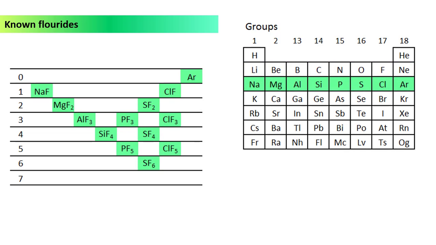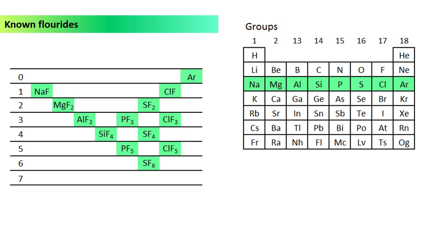The next row is from sodium to argon, and it shows a very similar pattern to the previous row, but it's changed a little bit. For phosphorus, we now see a new 1-to-5 stoichiometry. In addition to the phosphorus trifluoride, you can now get a bottle of phosphorus pentafluoride. Notice that phosphorus tetrafluoride does not exist. There is no PF4 molecule.